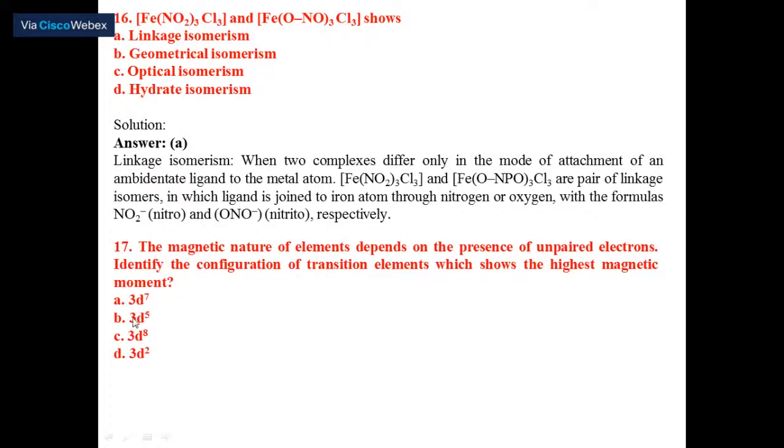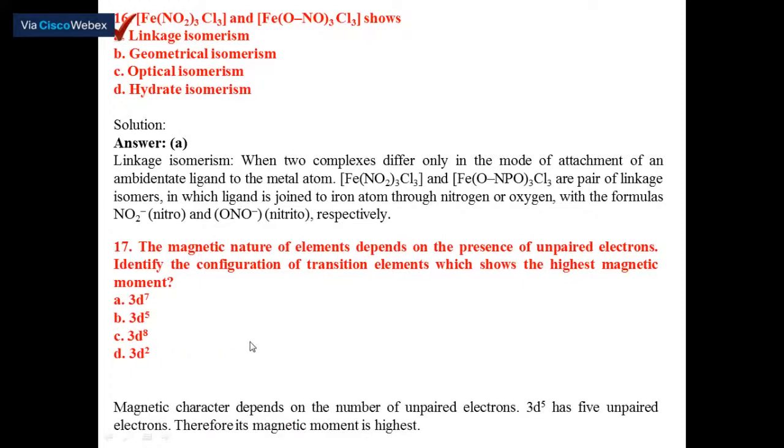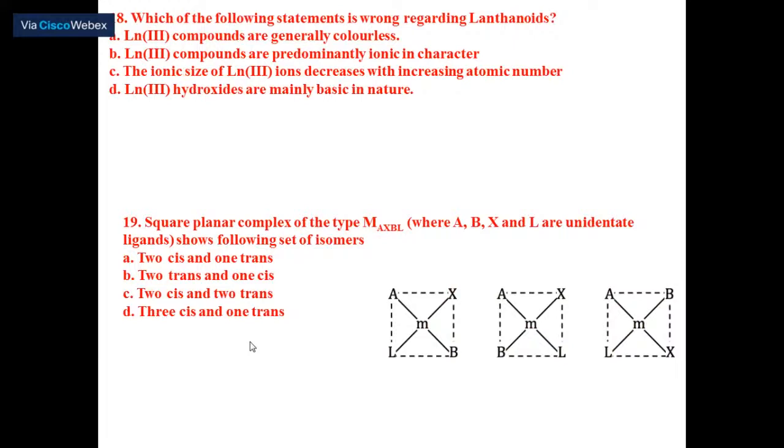3d5 is having the most unpaired electrons. When it is having more unpaired electrons, it exhibits the highest magnetic character. So 3d5 has 5 unpaired electrons, therefore the magnetic moment is highest. Answer is B. Okay. So here, which of the following statements is wrong regarding lanthanides?